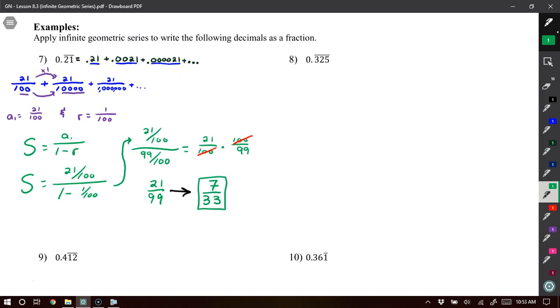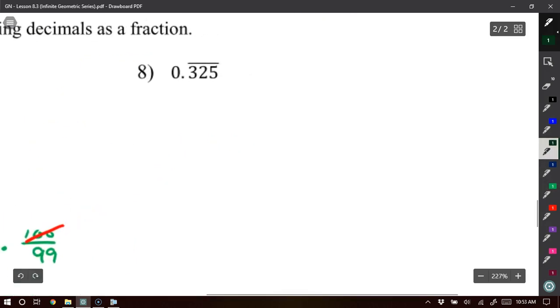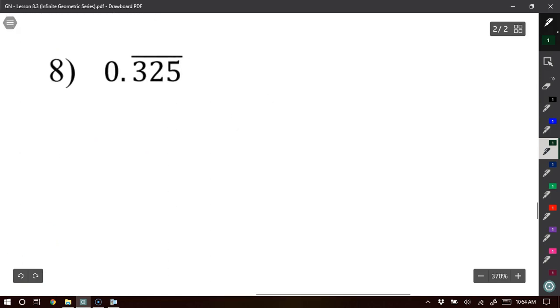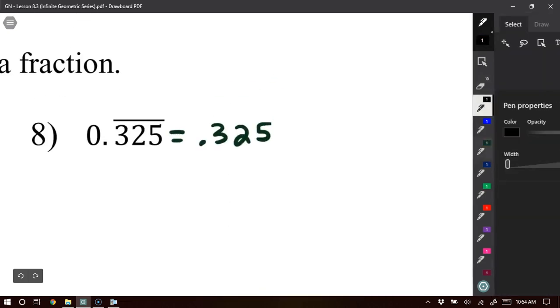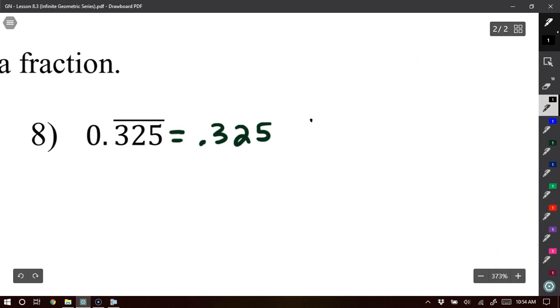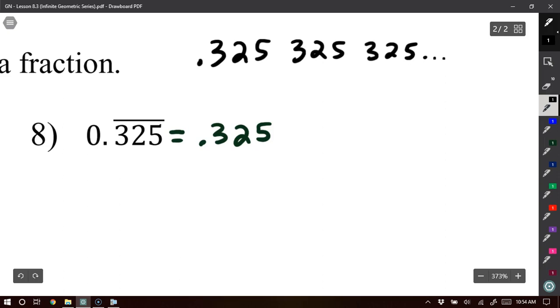So number 8, same idea. And I'll try to remember to follow the same color coding. First write out the infinite geometric series based off the repeating decimal. So this is equal to 0.325. Well, we'll write it out fully. So I have 0.325, and after that 325, and then after that 325, and then it's going to be dot dot dot. So the first one, boom, 0.325, done.